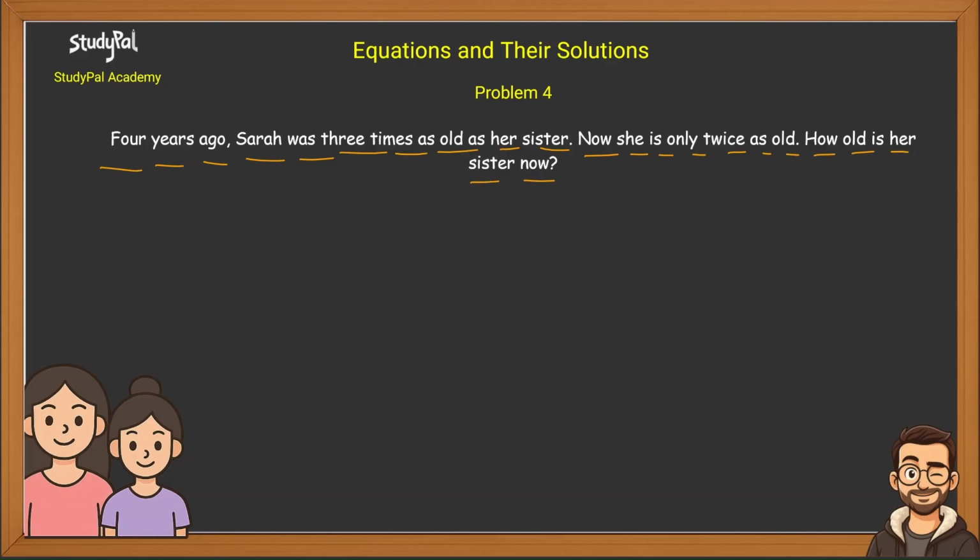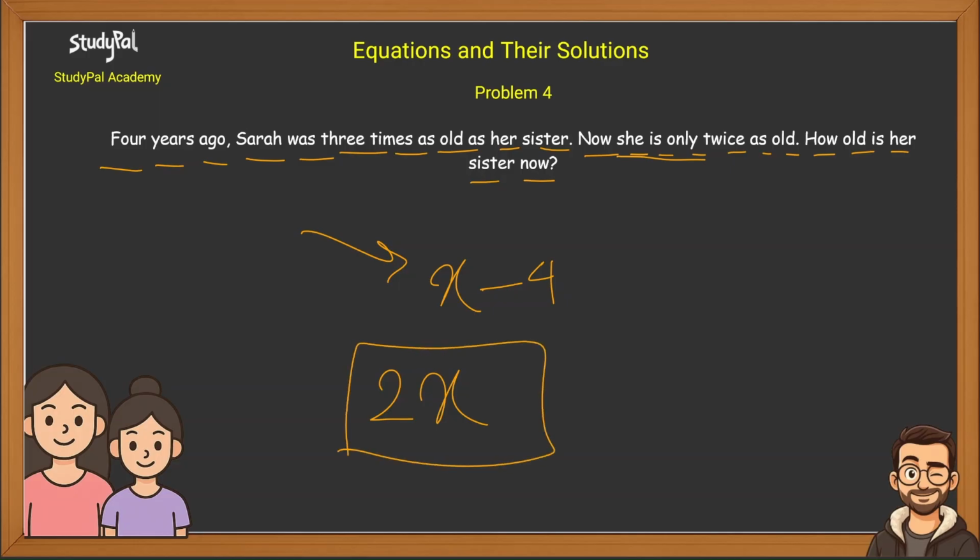Alright, we need an unknown, and let's let that unknown be her sister's age. Just call it x. And 4 years ago, her age was x minus 4. But today, Sarah's age is twice as old as her sister. So let's say today Sarah's age is 2x. Why? Because x is the age of her sister today, or now. And because Sarah's age is twice her sister's, her age should be 2x.